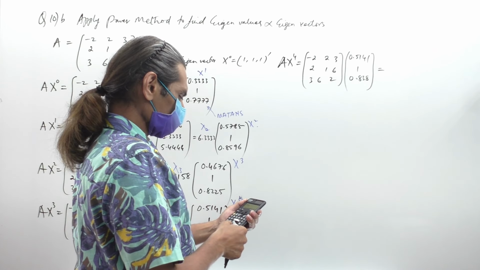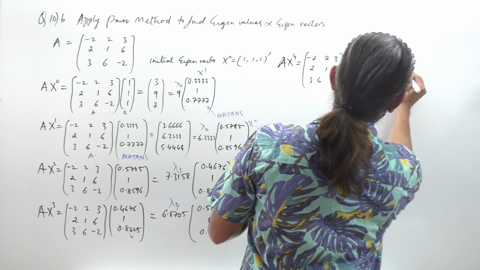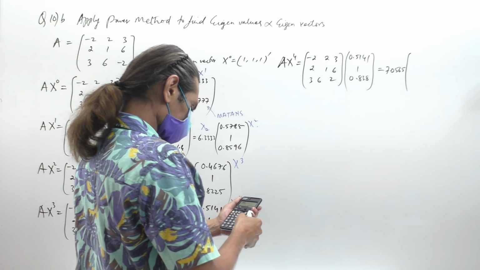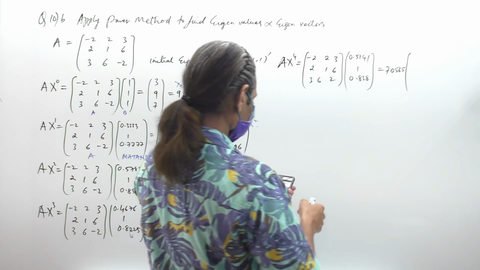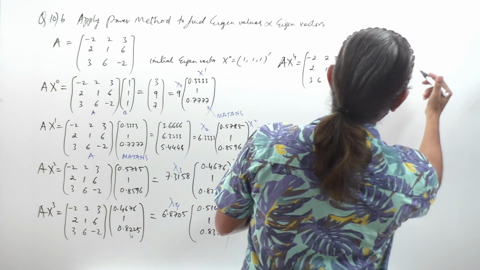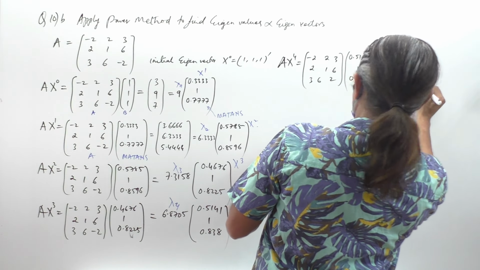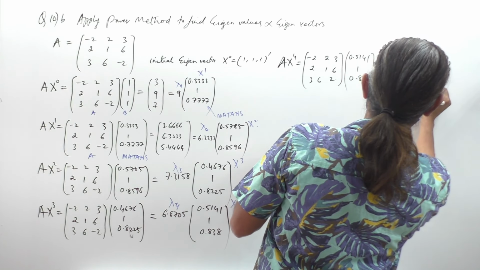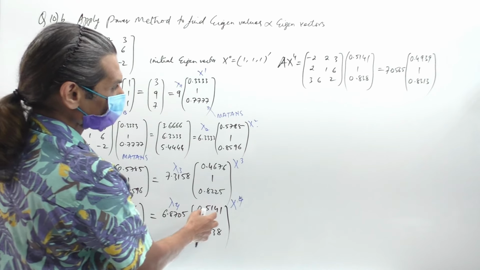So 7.0565 is the highest number. 7.0565 divided by 7.0565 gives 0.4939, 1, 0.8313. So it keeps on repeating till the values match. So they are not matching that much approximately.